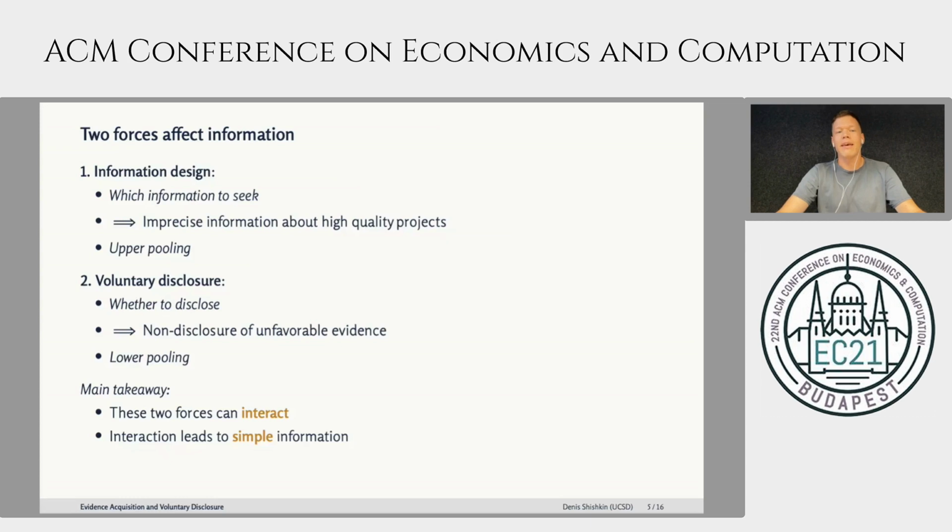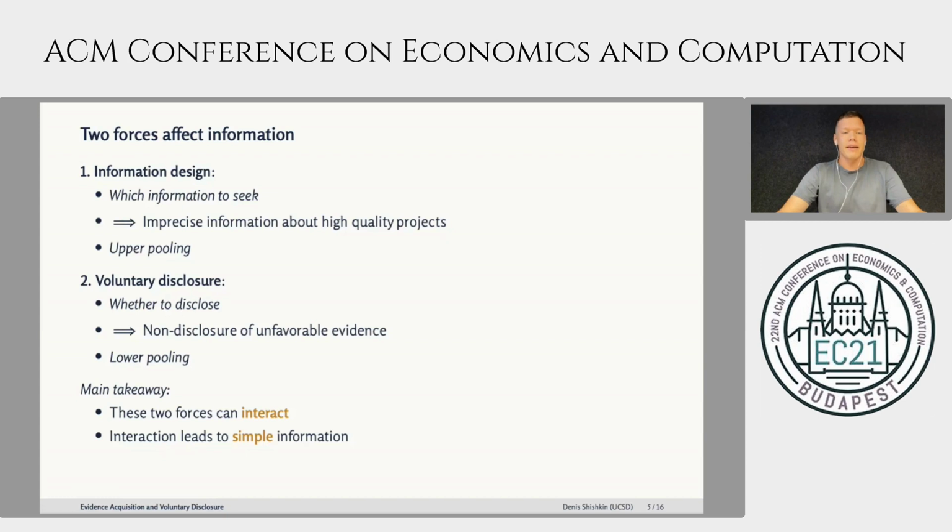On the one hand, there is an information design force, because the entrepreneur ex ante decides which information to seek. This leads to an imprecision about high-quality projects, because providing very detailed information about them is suboptimal, since they are highly convincing to the receiver, and it's better to pool them with some slightly lower quality projects. In other words, this leads to an upper pooling of states in the equilibrium information structure.